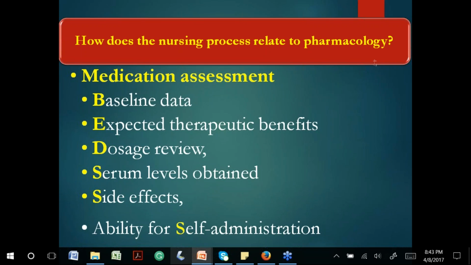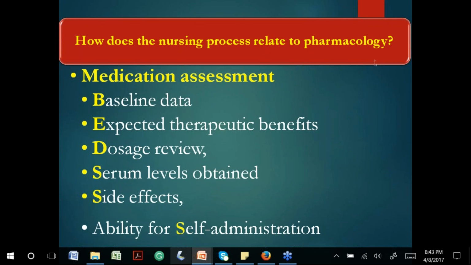Baseline data is really important. Why? Because before giving the medication, you have a baseline, vital signs especially, and signs and symptoms in general. If you don't do this, after giving the medication you don't know if the patient is getting better, the same, or worse, right? So you need to have some baseline to compare what the effectiveness of the medication is at the end.